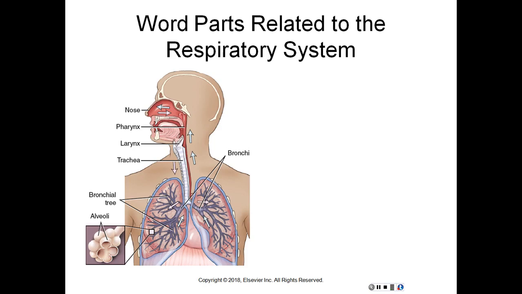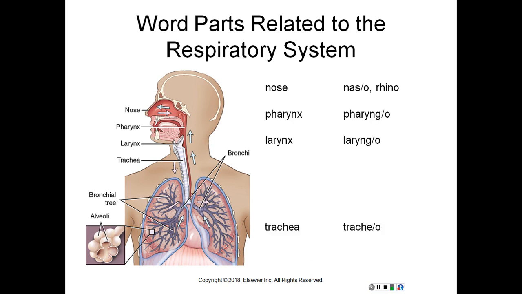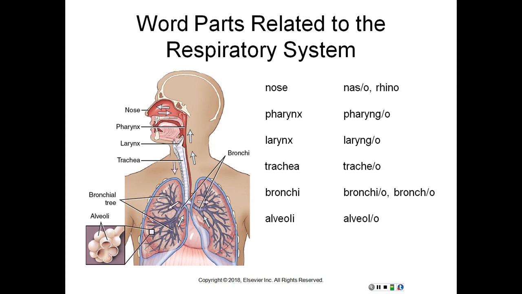So here is just a very simple picture of your respiratory system. They're wanting you to give the combining forms for each of those. So we have nose, again naso, rhino. Pharynx is pharyngo. Larynx, laryngo. Trachea, tracheo. Bronchi is bronchio and broncho. And alveoli is alveolo.